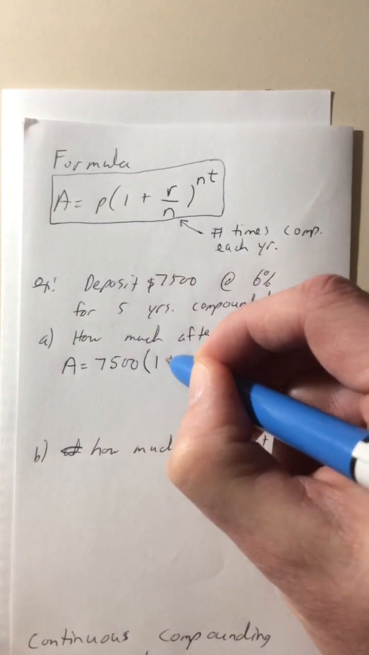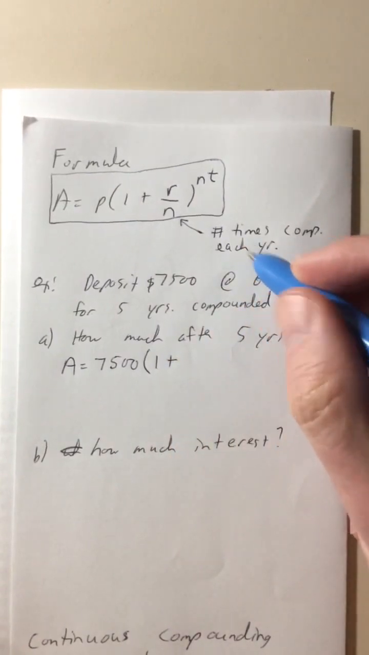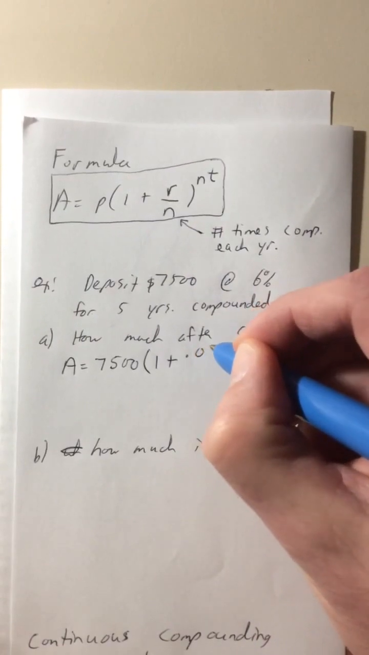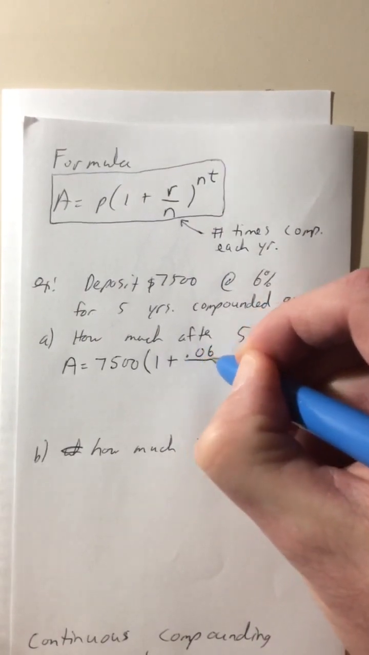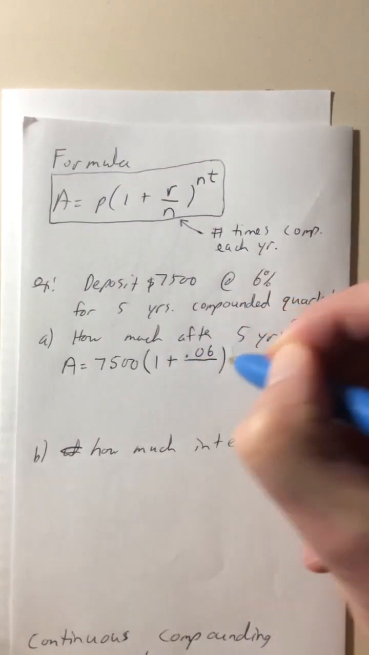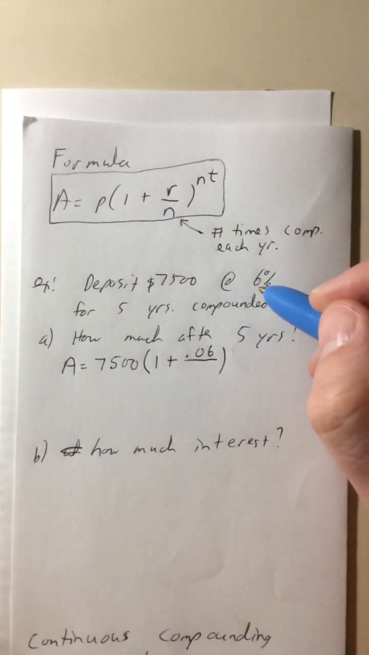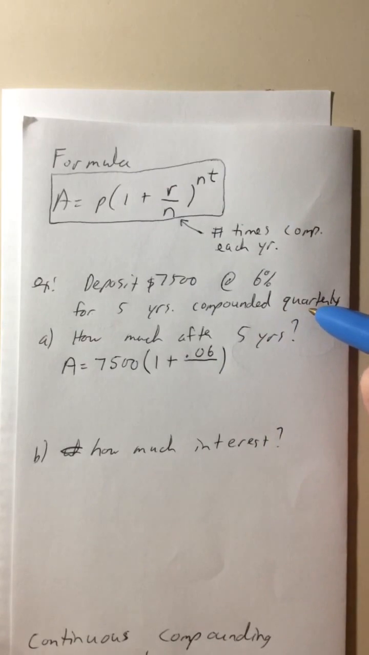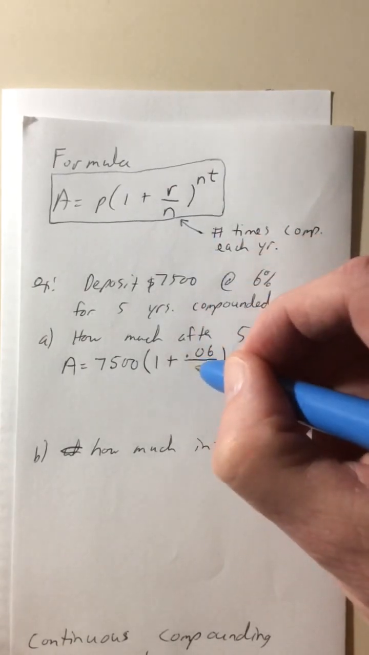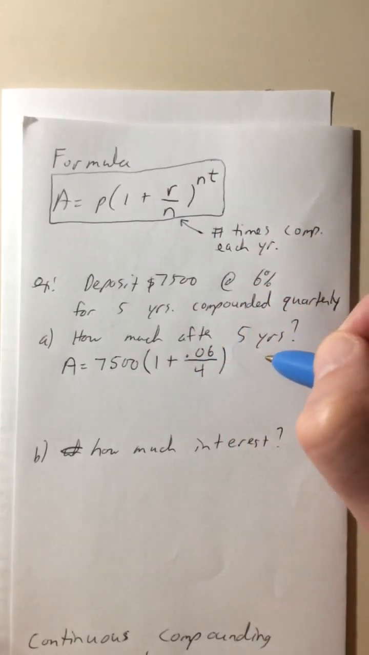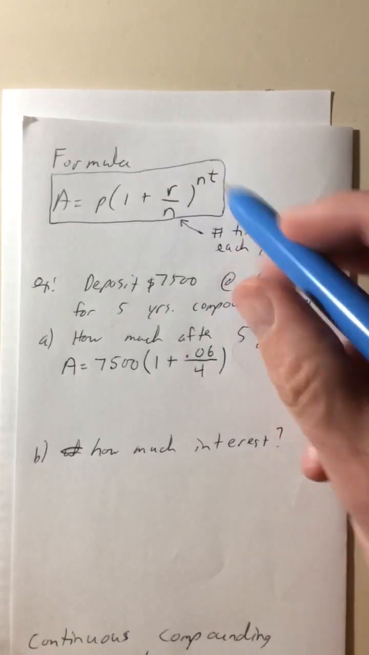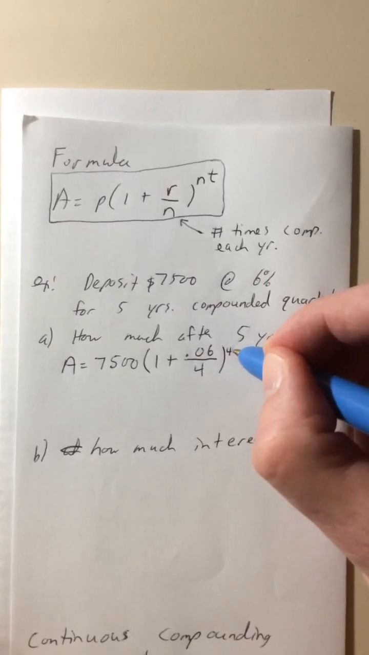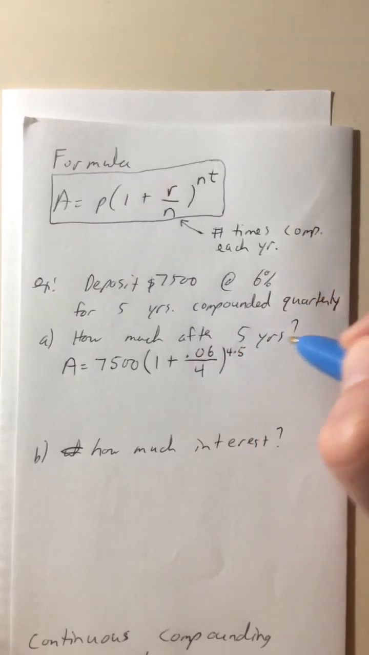And then we got 1 plus R, interest rate is 6%. That's 0.06. A couple of you had some difficulties with moving the decimal place twice a few times in the previous assignment, so just reminding you there. Move the decimal place twice to the left. And n, of course, as I said, we're going quarterly, so n is 4. And then we're going to do it to the n times t. Well, n is 4, and t is 5, so that's 4 times 5, so that would be 20.